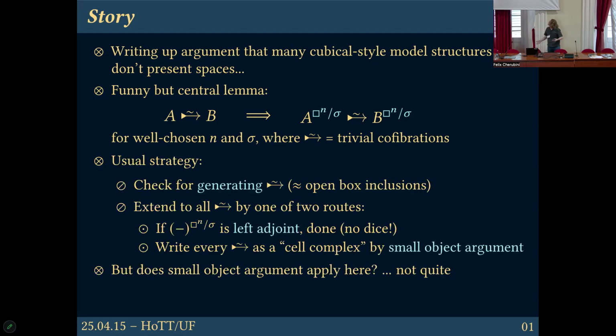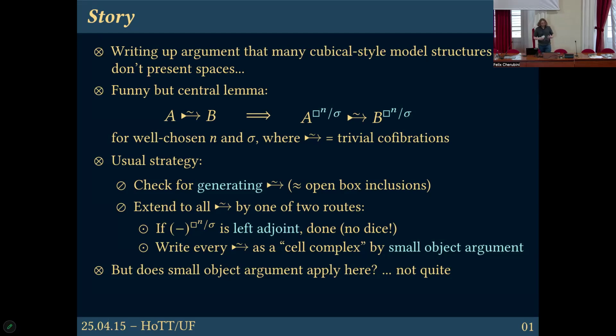There's a usual strategy for proving these things. You want to start out by checking it for the generating trivial cofibrations, these open box inclusions. If I take an open box inclusion and exponentiate it by this weird object, I still have a trivial cofibration. And then I extend that from the generating case to all my trivial cofibrations by one of two routes. If the operation that I'm doing is a left adjoint, then there's a very simple back and forth way to extend it from generators to all trivial cofibrations. But we're not in this situation. This funny thing is not a left adjoint.